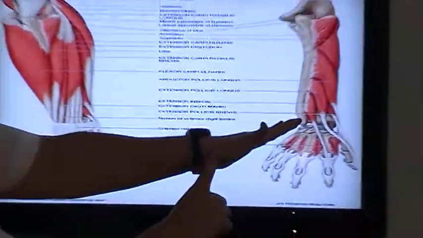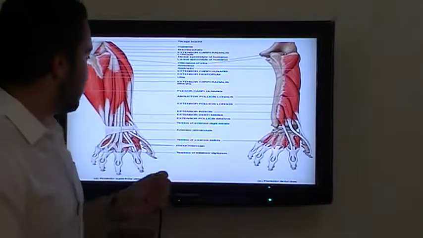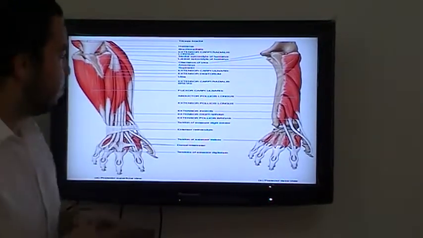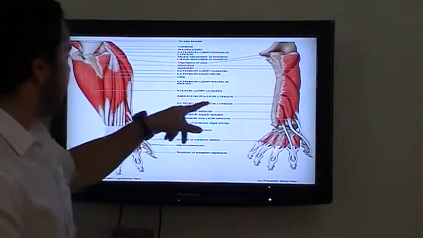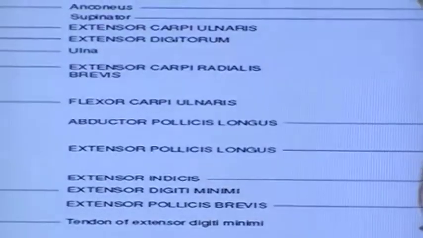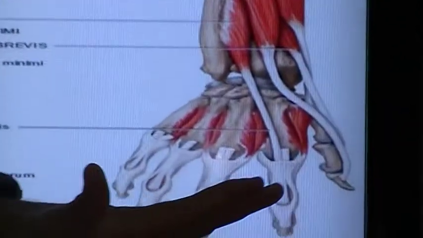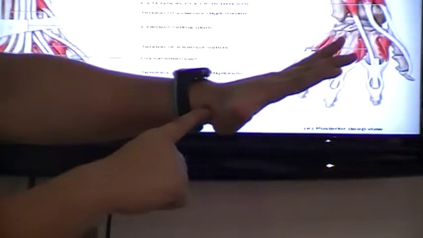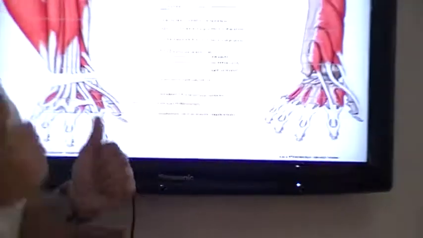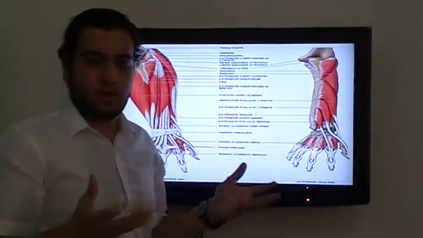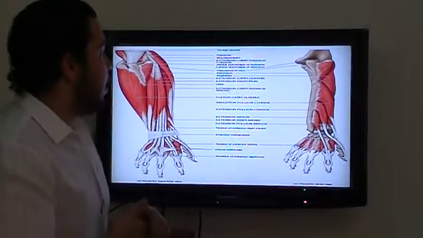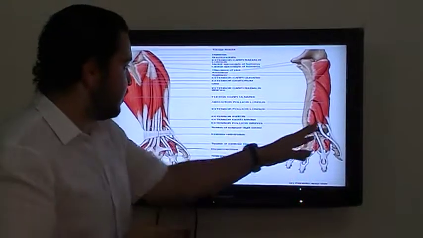So extensor pollicis brevis is down there, and we have another tendon, which is called abductor pollicis, basically abductor pollicis longus. These three tendons form the snuff box. We can palpate a bone in here. This bone is from the carpal bones. It's called the scaphoid bone. You can palpate it. You should see the osteology of the upper limb, so you should know the osteology, and then you can come to the muscles. I believe these tendons are very important.